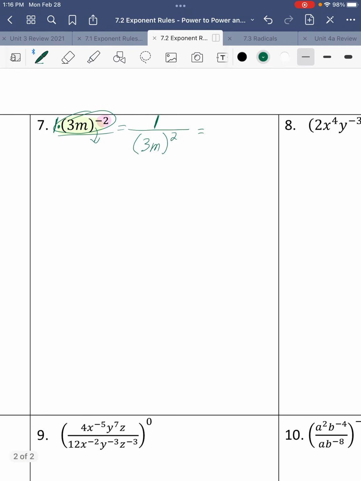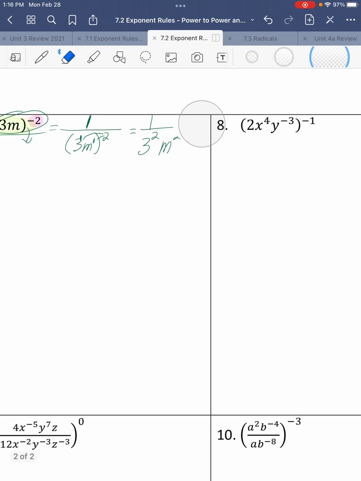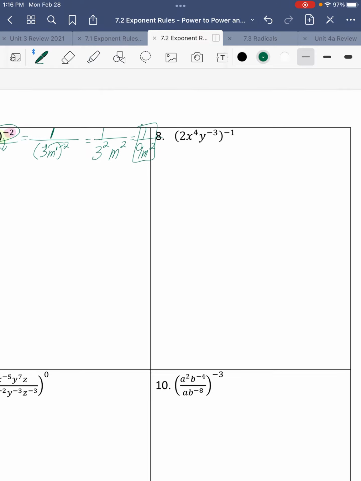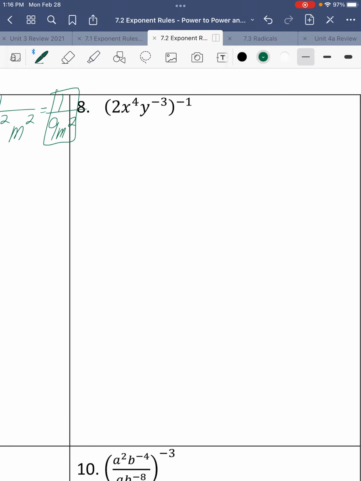And then we got to distribute this exponent. So it's going to be 3 squared. So 3 times 1 is 3 to the 2. And then it's m to the first. So 2 times 1 is 2. So then we have 1 over 3 squared is 9m squared. There's your final answer, simplified. All right, so that's with negative exponents. You can move them if you want right away.